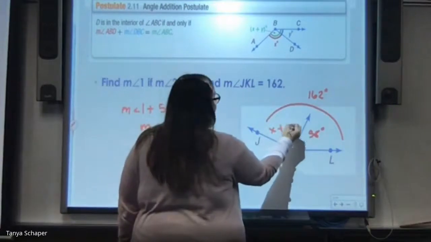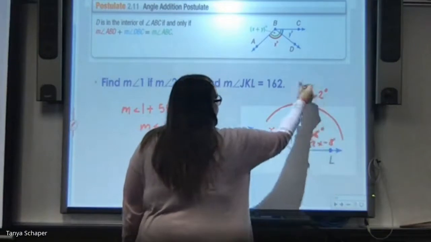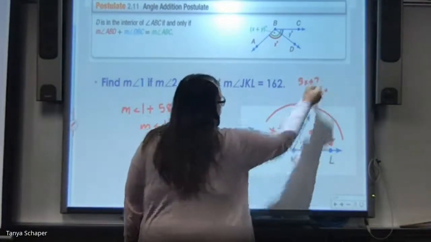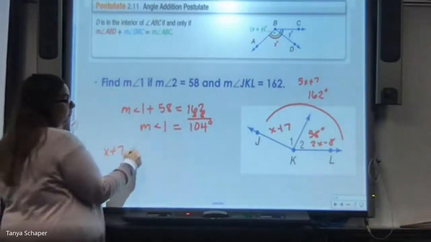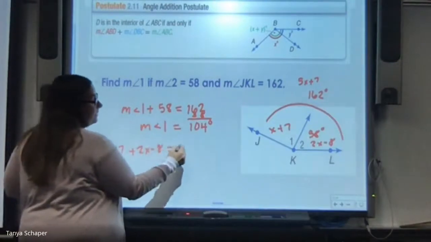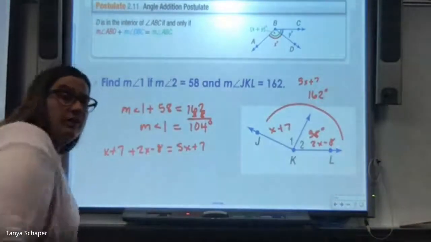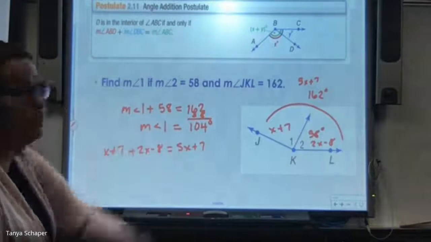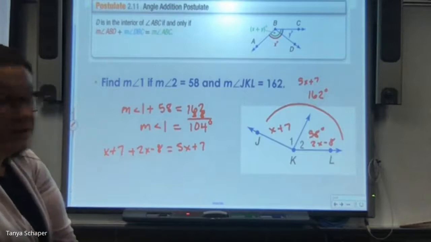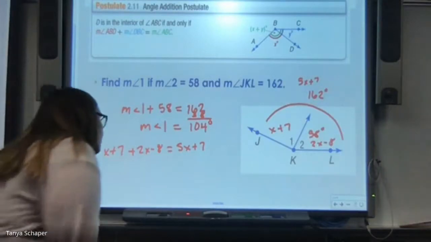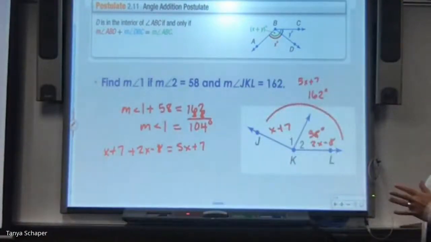Now, what I would expect you to be able to do is if I gave you this as x plus 7, and this was 2x minus 8, and then the whole angle was 5x plus 7, can you set up the equation to solve that? x plus 7 plus 2x minus 8 equals 5x plus 7. You should be able to solve that equation, figure out what x is, and then substitute it in for x plus 7. So being very aware of how those pieces work out, being able to apply it, but the whole idea is the angle addition postulate.